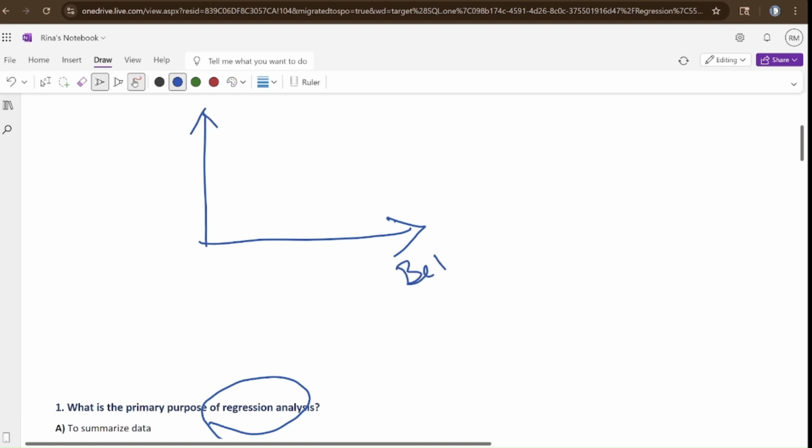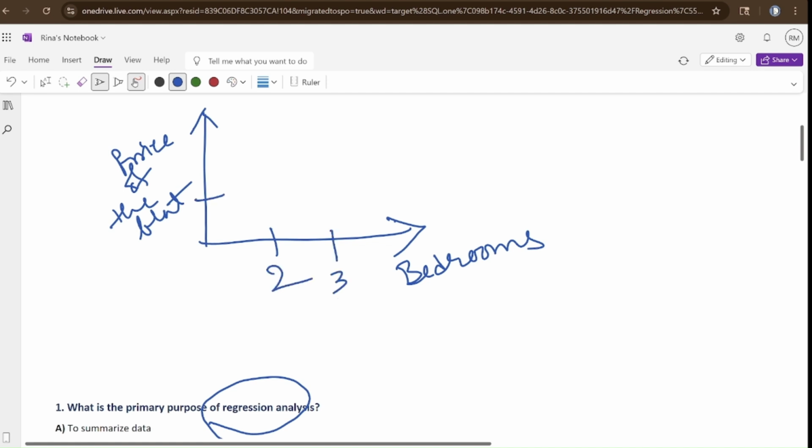Let's say you have bedrooms. From bedrooms, you want to know what will be the price of the flat. Okay, so two variables, one is bedrooms and one is the price of the flat. Now you want to know if the bedroom size is 2, then what will be the price? If the bedroom size is 3, what will be the price? If it is 4, then what will be the price? So simply from regression you can find their relationship and you can make predictions. Clear? This is the simple concept of regression.